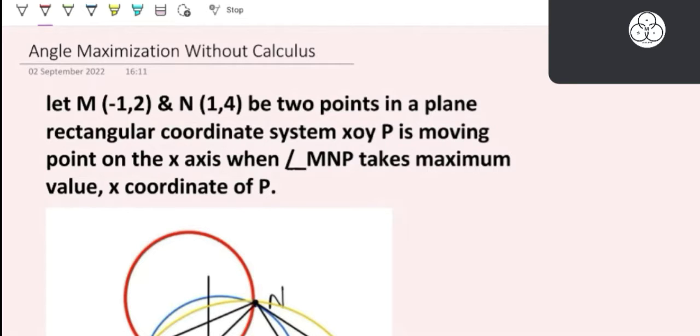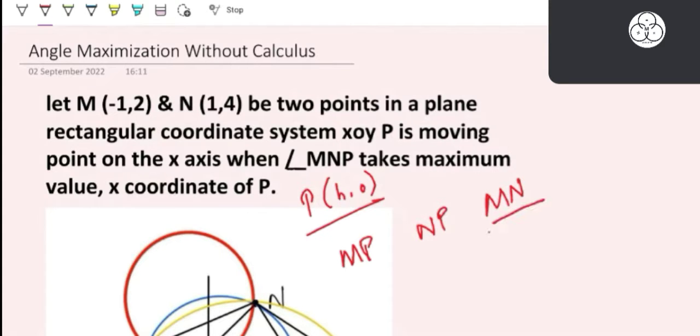First of all, let me give a hint of how to solve the problem using calculus. For the calculus method, we'll take P as the point (h, 0). Now you'll find the distances MP and NP, and the distance MN is fixed because we know the coordinates of the points.